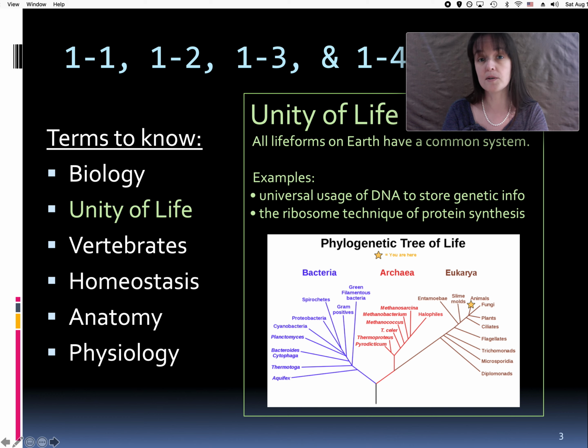And define homeostasis. Homeostasis is the backbone of how we function. It is the tendency towards internal balance.